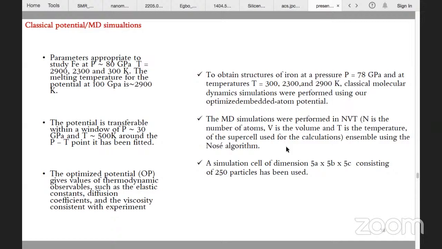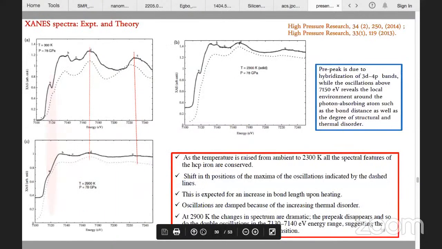We performed a molecular dynamics simulation to generate structures that correspond to iron at 70 GPa and at these temperatures of 300 Kelvin, 2300 and 2900 Kelvin. We used 250 atoms for the simulations. And then we produce the X-ray absorption spectra. So what you see here, the solid curves are the experimental curves, while the dotted ones are the ones we produce through our simulations.